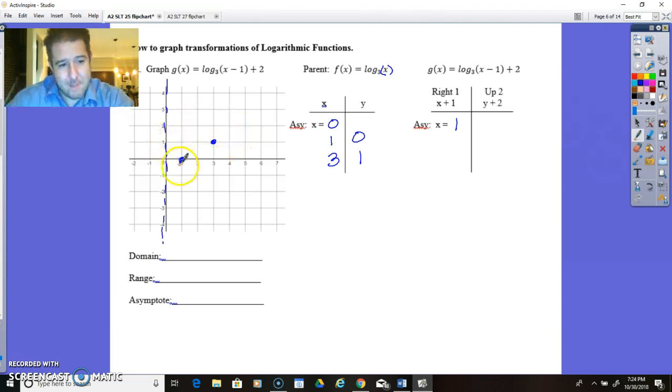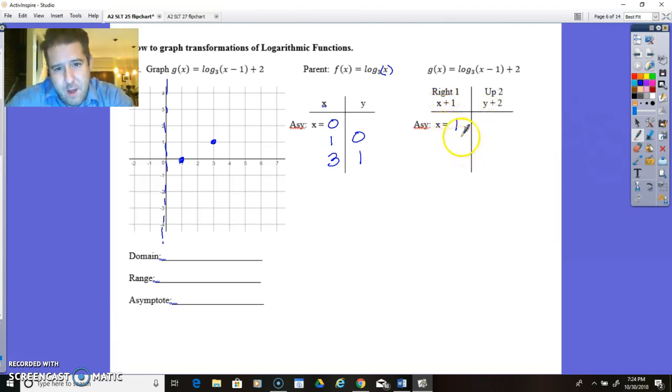So notice what's happened here. The next point is always going to be 1 away from the asymptote, and the base will always be the distance to the next point after that. So the next highest point will be the base away. So if this is 3 away here, had it been base 5, this point would have been right here. All right, so then same transformations here.